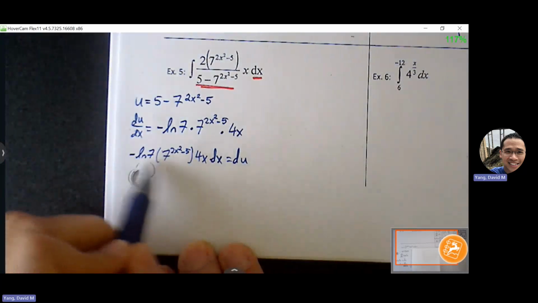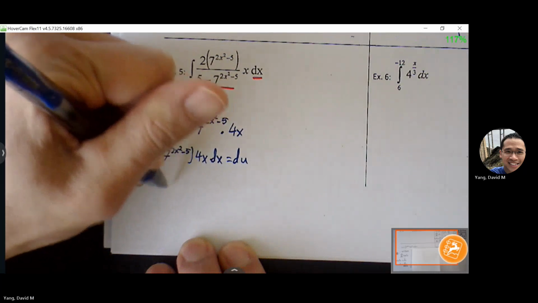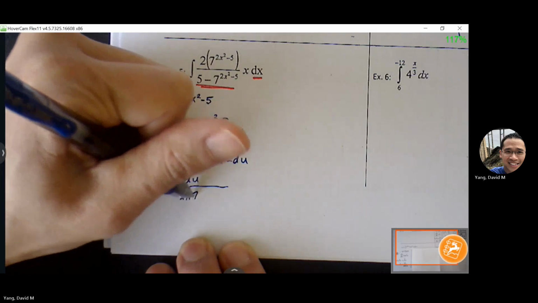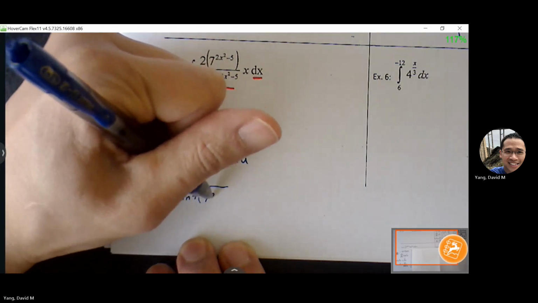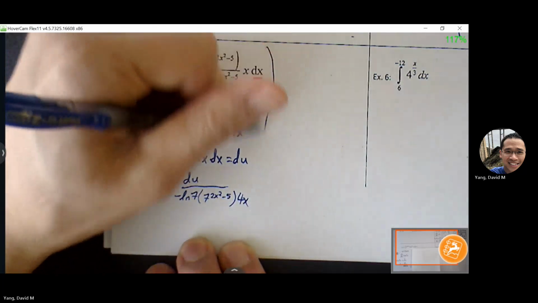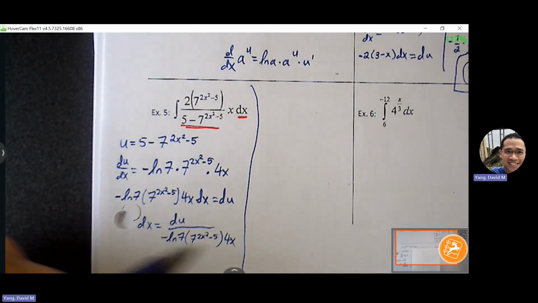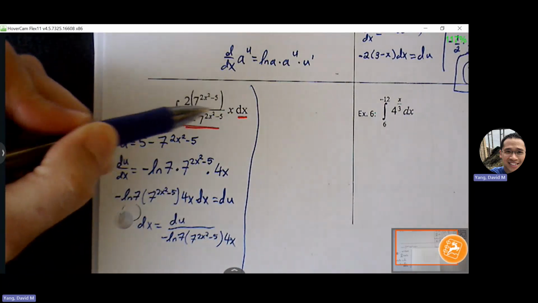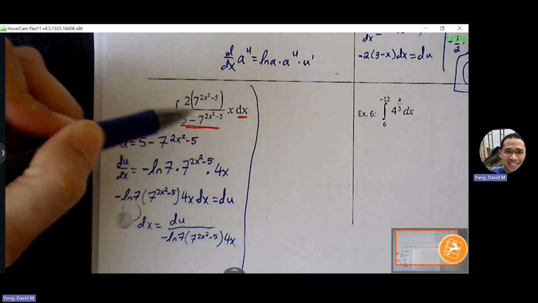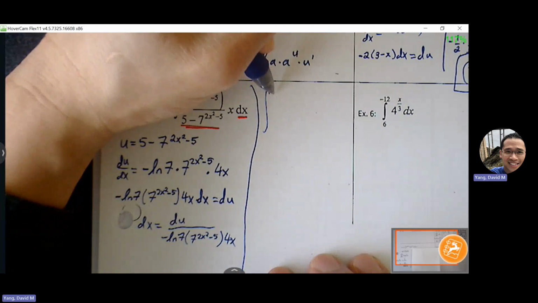So if I want to solve for dx, I have to move all this over to the denominator under the du. Okay, so we have a lot of mess from our derivative, but it's okay because we see a lot of things left over that need to find a pairing. Okay, copy everything else over here.